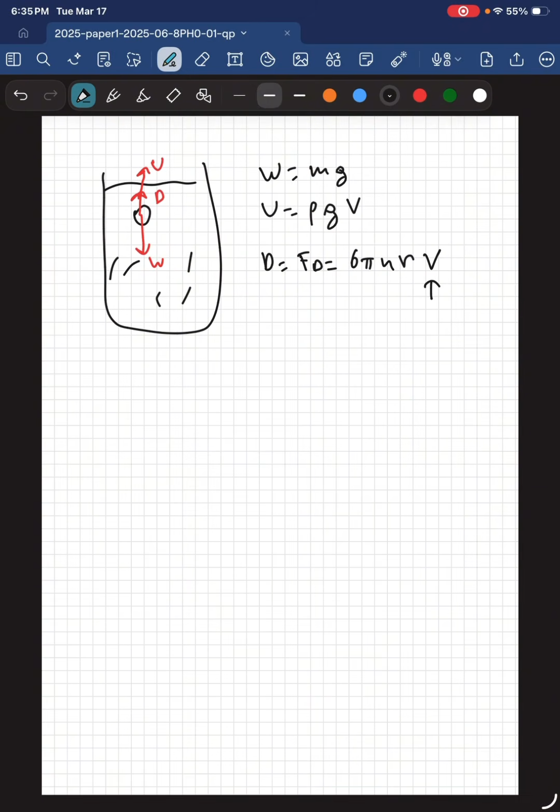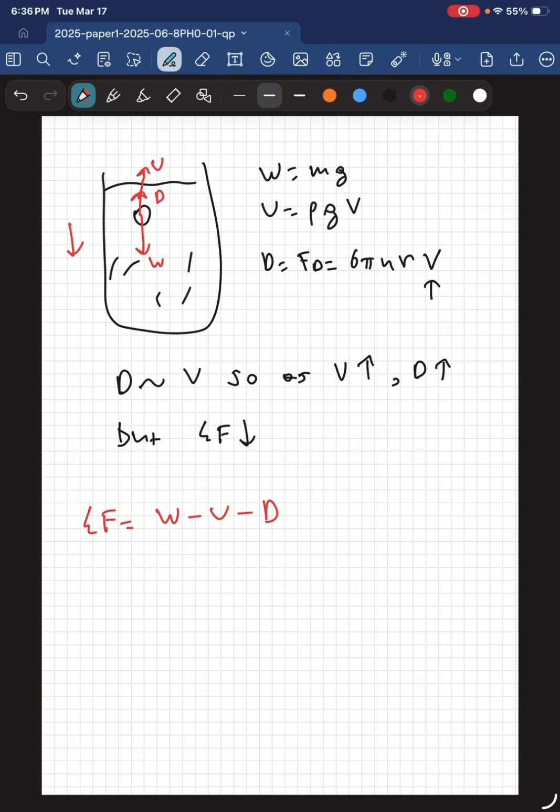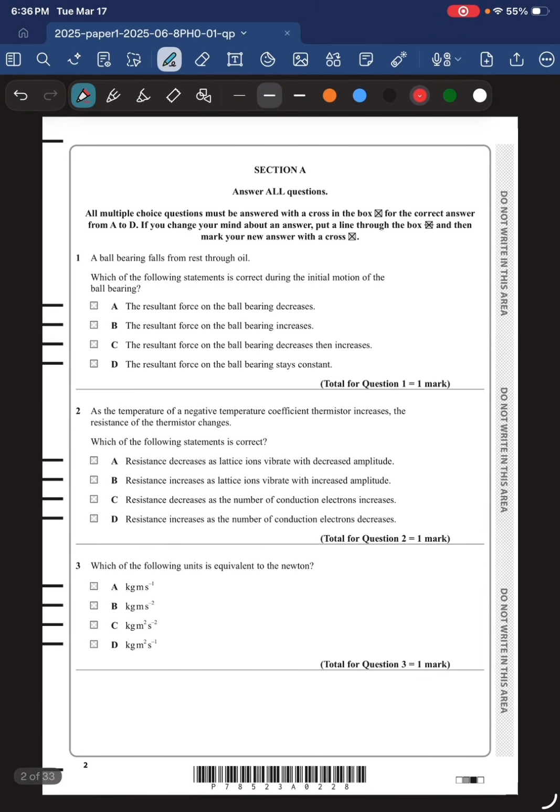And this is the key here. The drag force depends on the velocity. So as the velocity increases, drag increases, but sigma F decreases. Because if the ball moves down, the sum of all forces is weight minus upthrust minus drag. Weight and upthrust are constants, I mean, they don't depend on velocity. Only drag depends on velocity, and as the velocity increases, drag increases. Therefore, sigma F decreases. I hope this makes sense. Therefore, A is the correct answer.